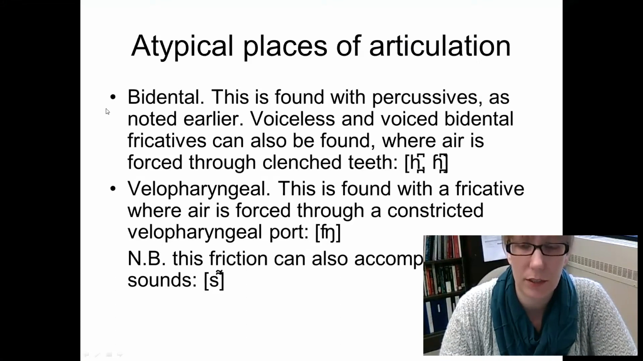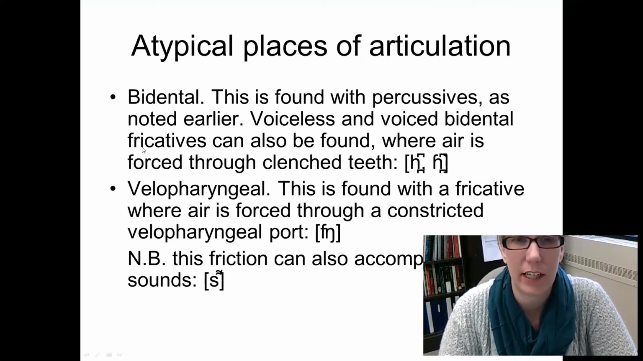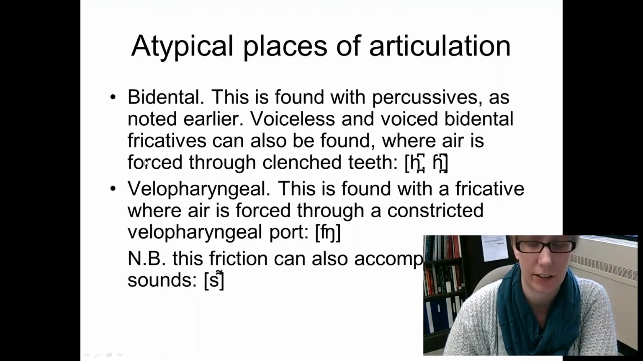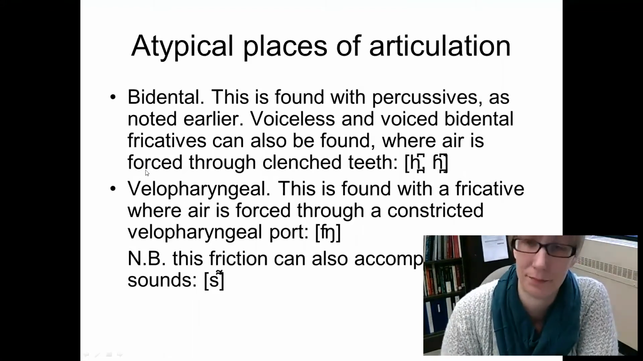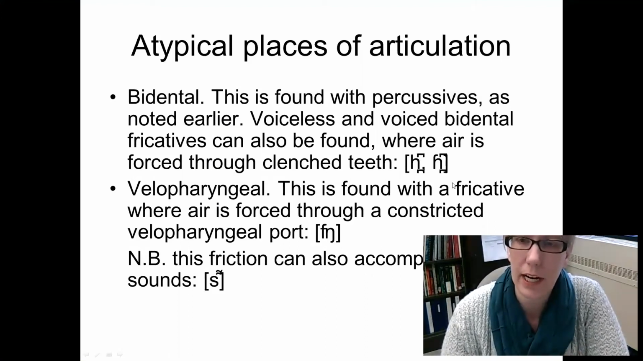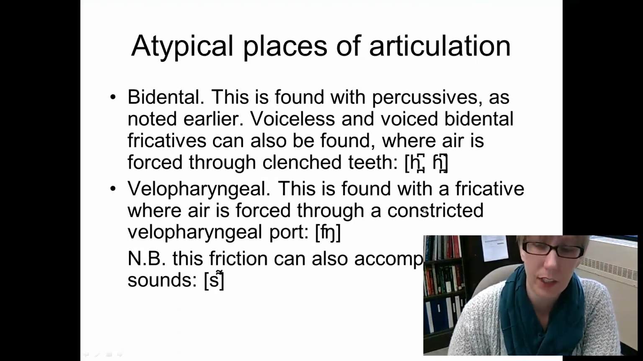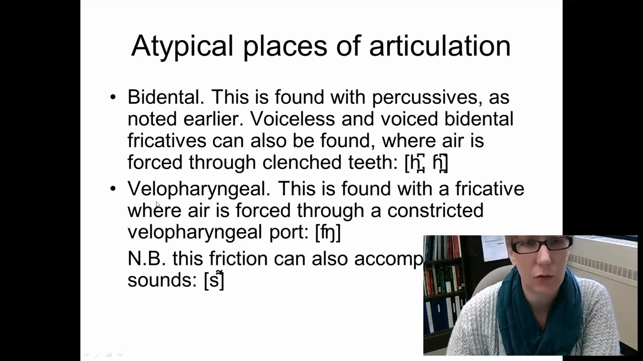All right, the next place we'll talk about is bidental. We've talked about interdental, but it is also possible to talk with clenched teeth like this. You might have done this if you're really angry with someone. It's not quite like percussives because it's not like you're hitting those teeth together, but it could be used where normally the teeth are not together and you're forcing air through clenched teeth. In this example, we have two types of H sounds, the voiceless and the voiced ones, where you're forcing that air through clenched teeth. But you could also use those dental diacritics to indicate something like talking through clenched teeth. And the next one we're going to talk about is velopharyngeal, and that happens to be our last one.